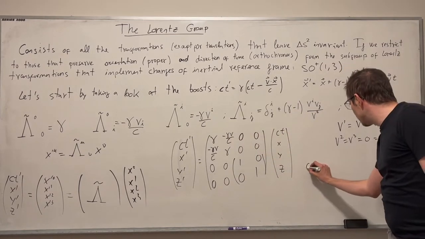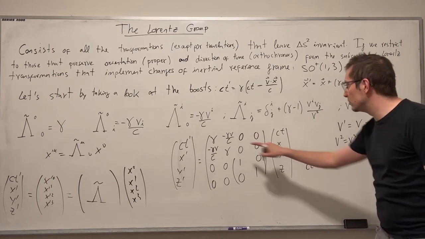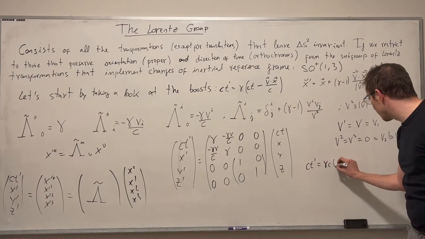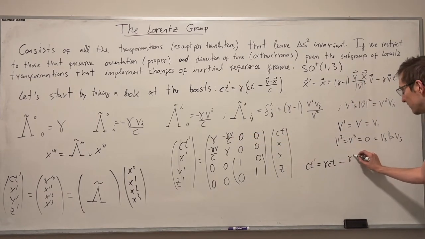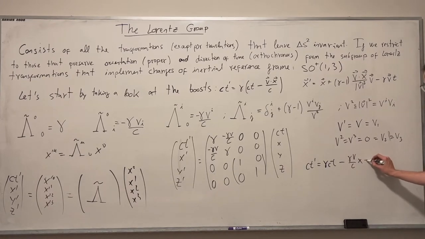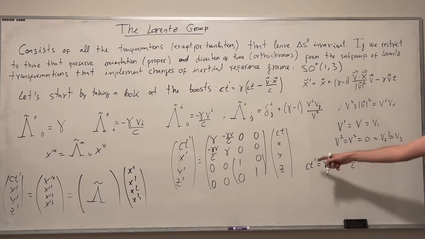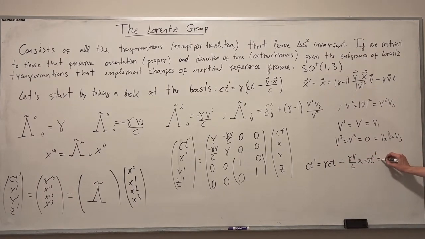So CT prime is equal to gamma CT minus gamma V over C X. Now we can simplify, dividing by C and taking the gamma as common factor, and we get gamma that multiplies T minus V divided by C squared X.